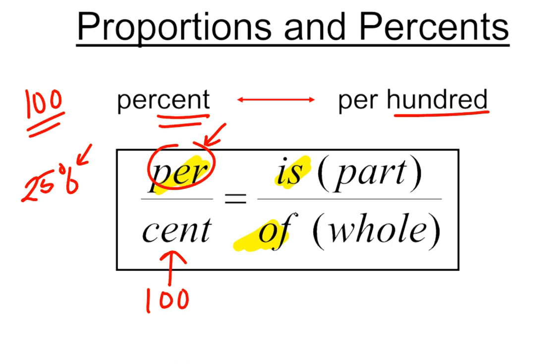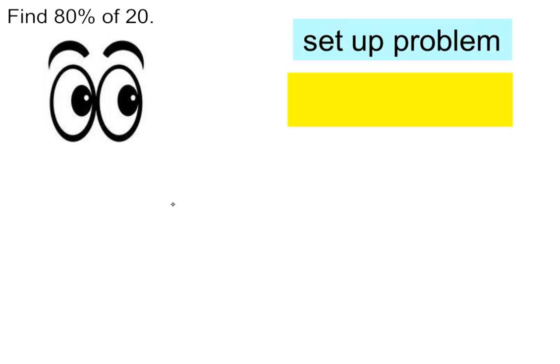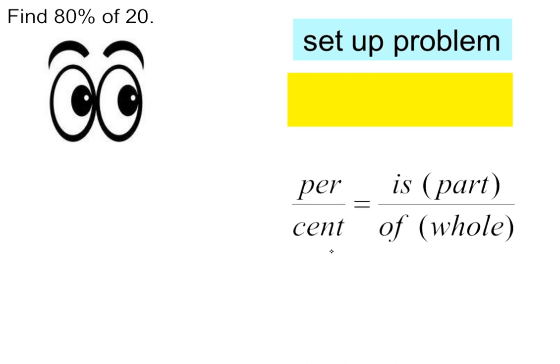So I just want you to watch this one. Don't take any notes. Just watch this. So here we have: find 80% of 20. So we're given the percent, we're given the whole, the of, 20. What we don't know is the is. What is the part? So the first thing we have to do is set up the problem correctly. So when we go to set up the problem correctly, we're going to write our proportion, right? So remember that our proportion reflects this: per divided by cent equals is divided by of.